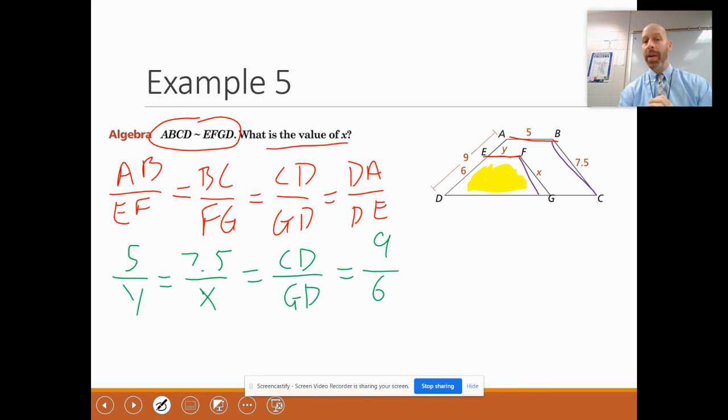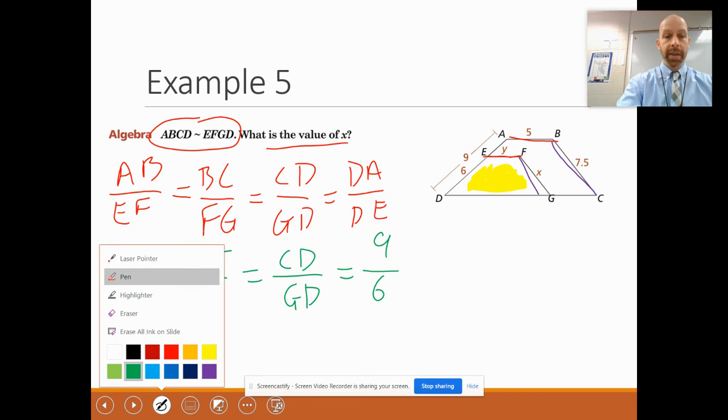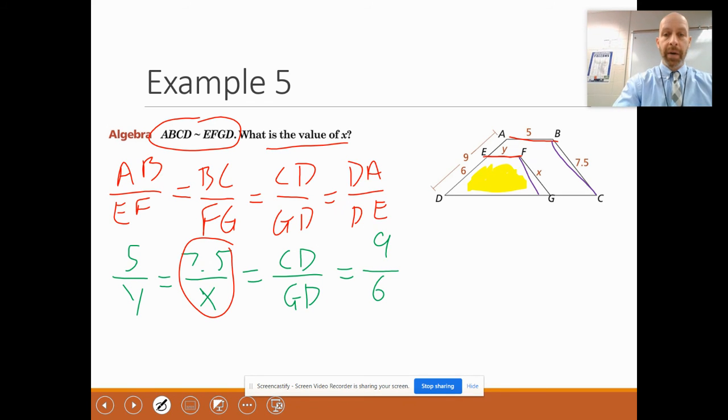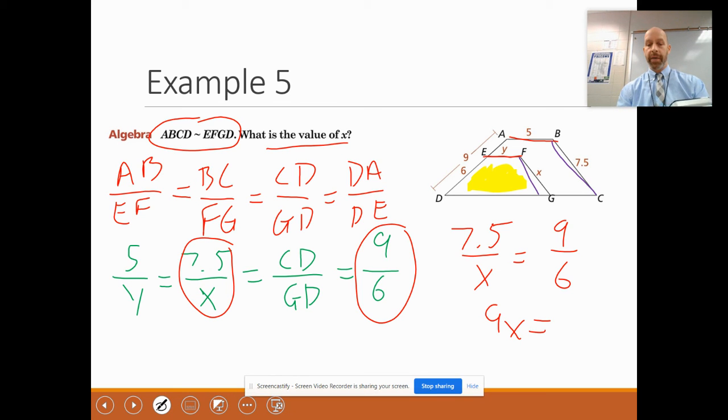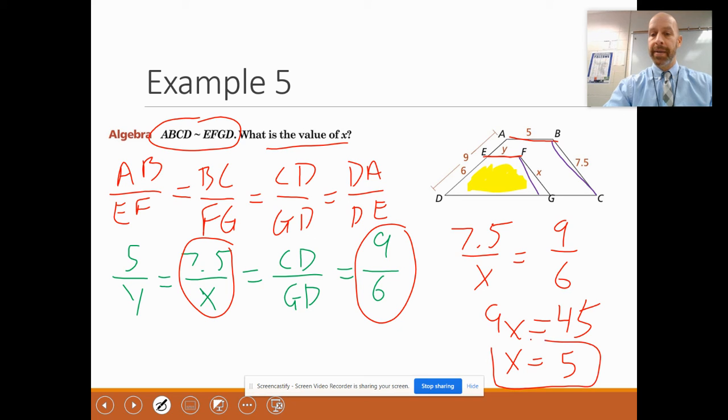In this problem, I'm only asking for X. So since I'm only asking for X, I only need to compare this to this. In other words, 7.5 is to X as 9 is to 6. And now I'm going to cross multiply here, and I'm going to use my calculator. So 9x is 7.5 times 6. And I get 45. Oh, that's great. Now, x in this case is going to be 45 divided by 9, which is 5. So x turns out to be 5.